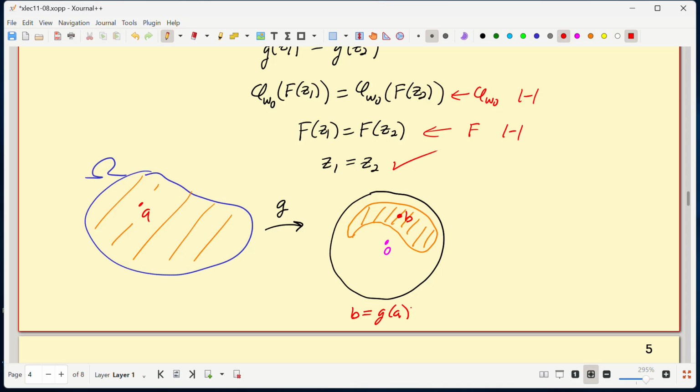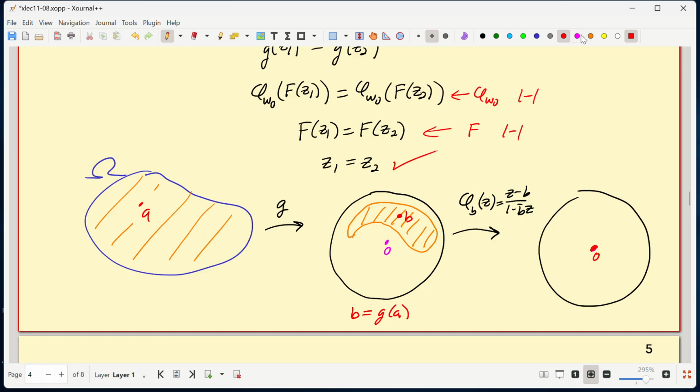One more thing to do is to move B to the origin. So I'm going to take phi B of Z is Z minus B over 1 minus B bar Z. That's going to map that picture to the unit disk, and B is going to get mapped to the origin, and my blob now is some blob that contains the origin. Okay, so the drum roll.